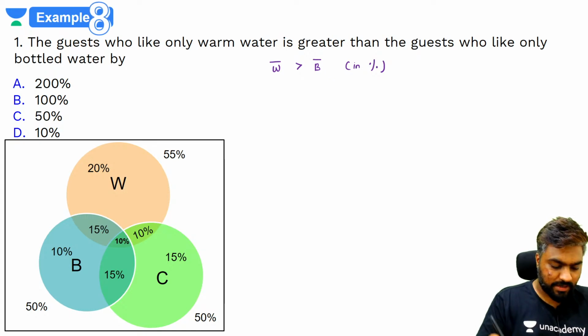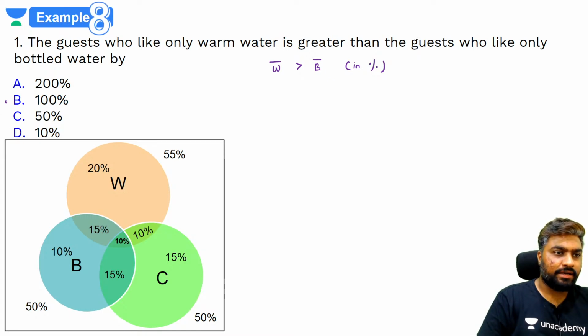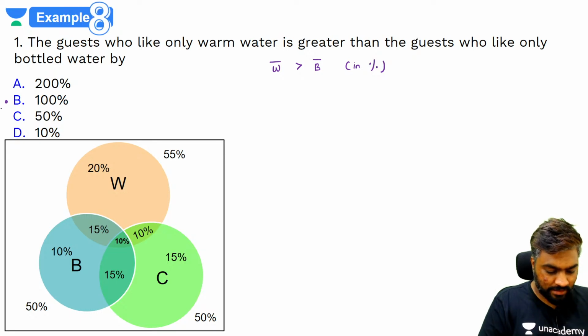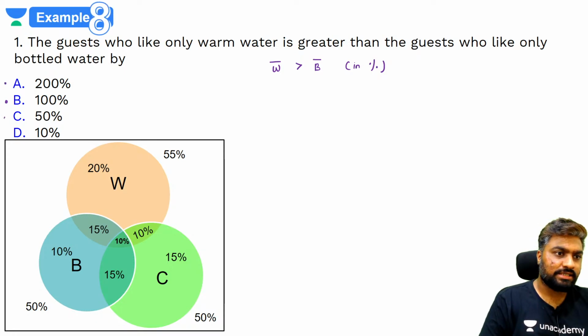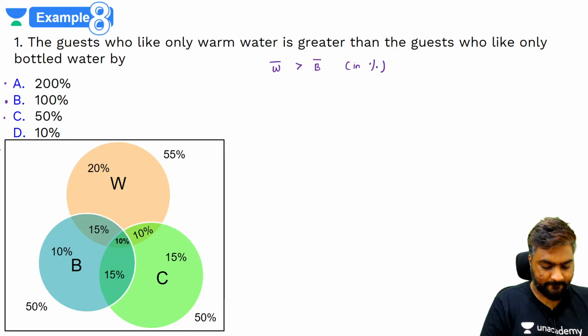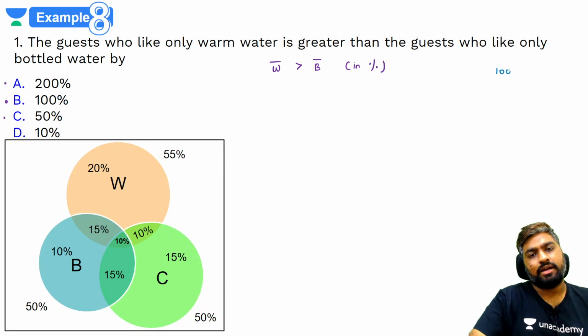Gaurav says B, Prince says B by 100%. RKY, Atish are saying A, 200%. Kanchan is saying C, 50%. Okay. Ajay Kumar says B, 100%. Alright. So here what did we do? We assumed that the total number of people are 100. Total guests 100.